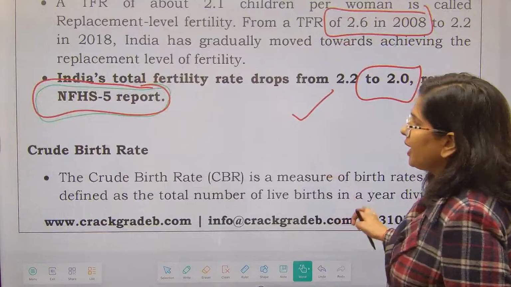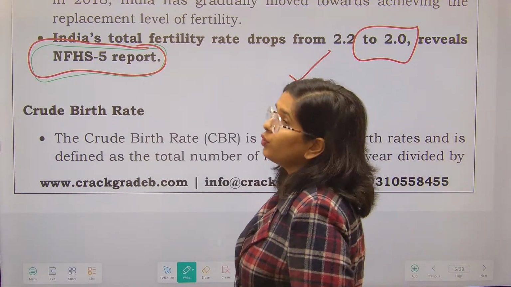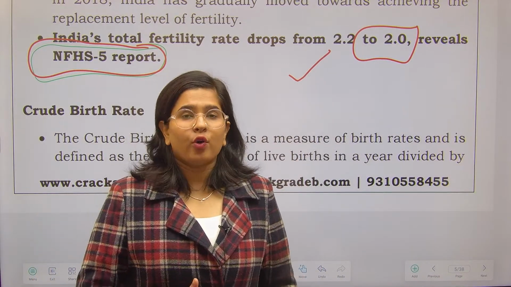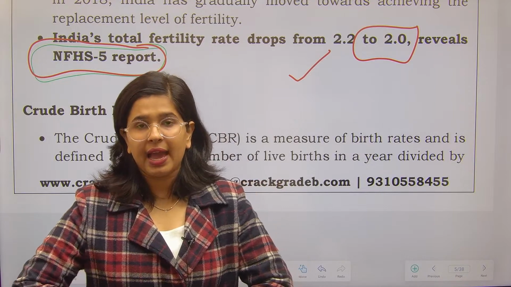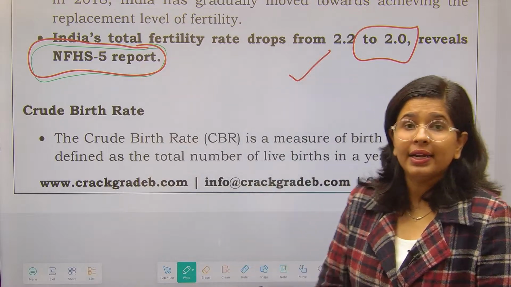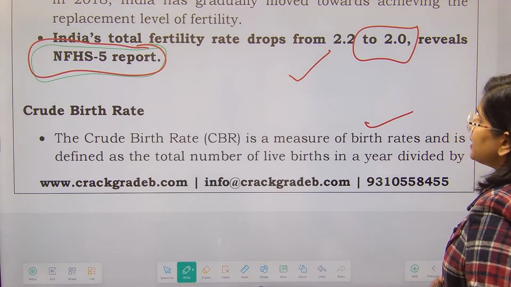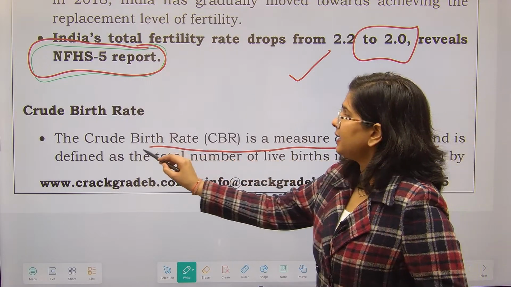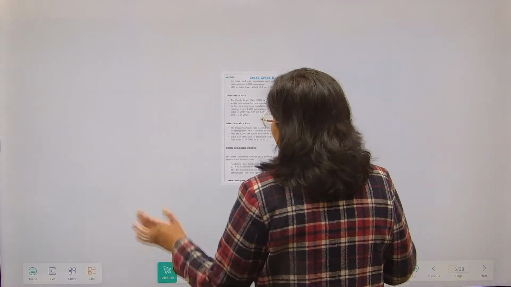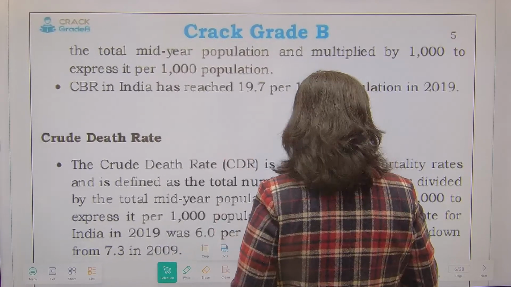Having said that, moving ahead and talking about the crude birth rate, right? So what is important over here? Crude birth rate and crude death rate. It is the class 9th level basics, and over here you have to remember the definition. ठीक है, आपको definition पता होनी चाहिए. What do we mean by crude birth rate and what do we mean by crude death rate? So crude birth rate is a measure of birth rate, and it is defined as the total number of live births in a year divided by the total mid-year population and multiplied by 1000 to express in per thousand population.